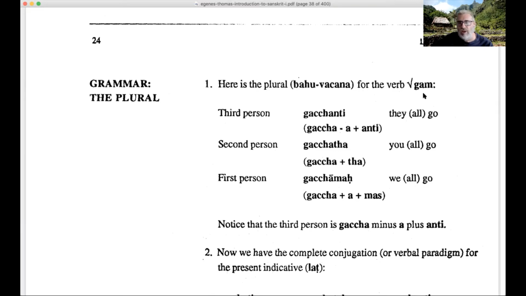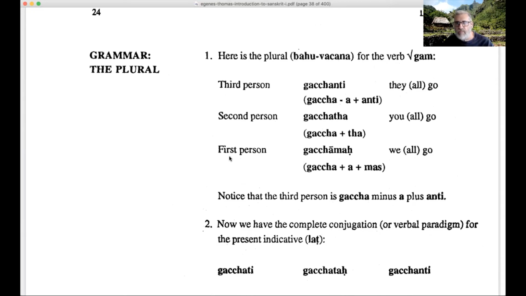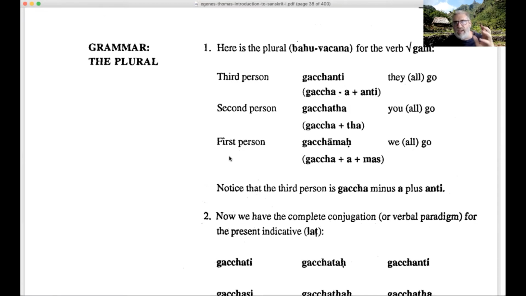Now we're going to learn they all go, right? So, third person, gachanti. Gachanti is gacha plus a plus anti. They all go. Third person means he, she, or it. They two, or they all. So we're learning they all go, right? Second person. Second person is what? It's thou or you singular, you dual, or you both, and you plural, right? So, gachata. Gachata means you all go. You all go, or you many go, right? Gachata. It's gacha plus ta.